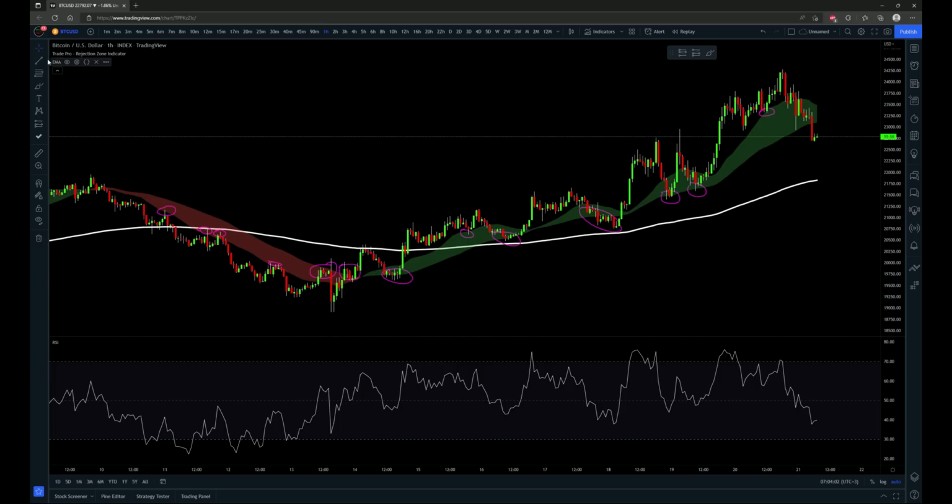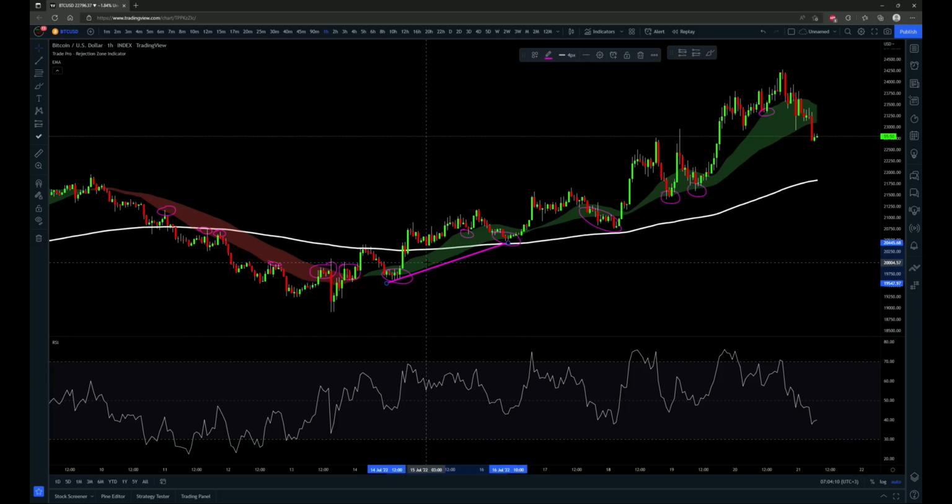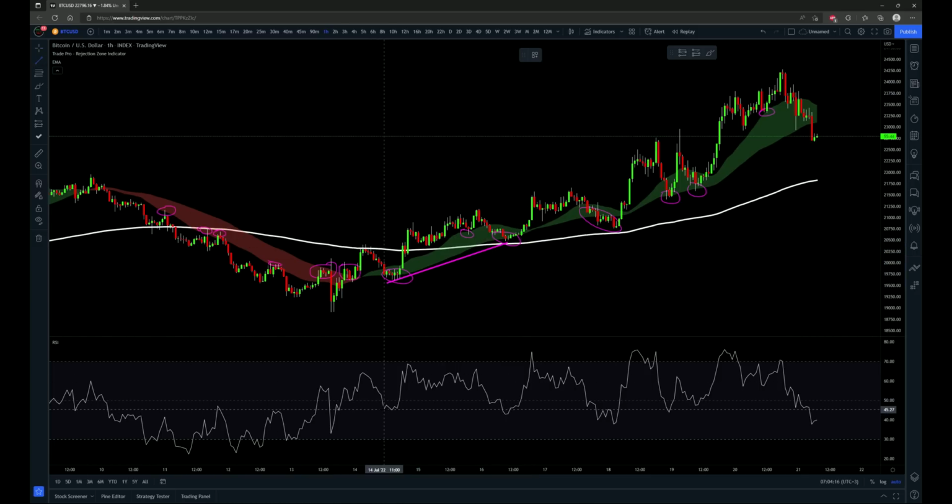So let's take a look at some of these pullbacks and see if we can spot any good trading opportunities. Well, let's take a look right here where we have a green cloud. We see price pulled back into the green cloud, and at the same time we can spot a hidden bullish divergence on the RSI. So this pullback here could potentially be a great buying opportunity.